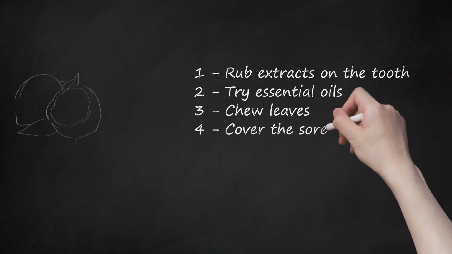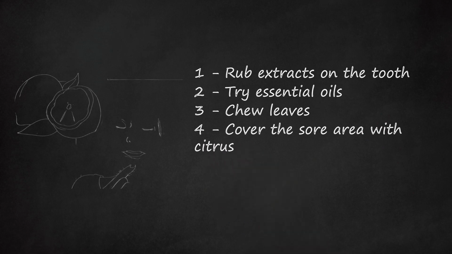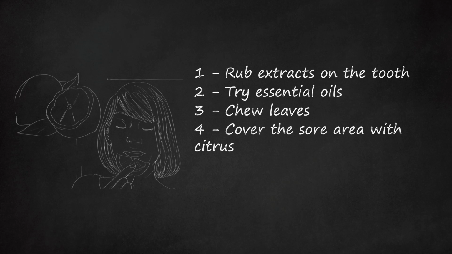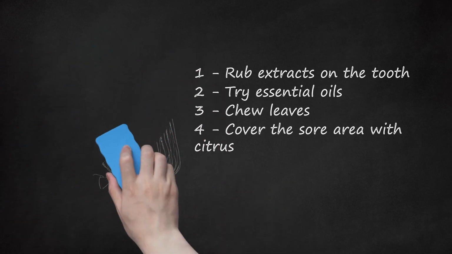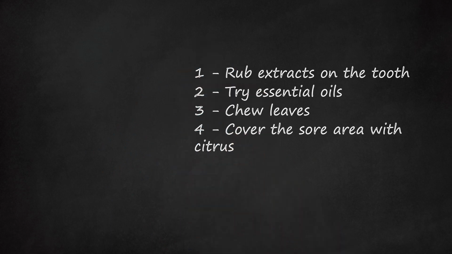4. Cover the sore area with citrus. You may be able to relieve cavity pain using fruit from your refrigerator. Lemons and limes may be able to stop tooth pain because of the citric acid and vitamin C, which have antibacterial properties. Cut the lemon or lime into slices. Then, bite into the slice to release juice into your mouth. Place the juice and the slice over your sore gum or tooth.